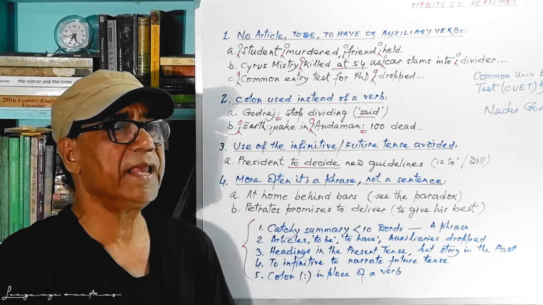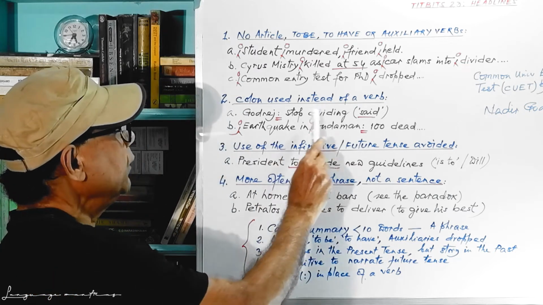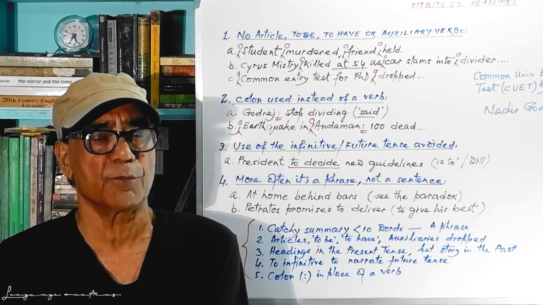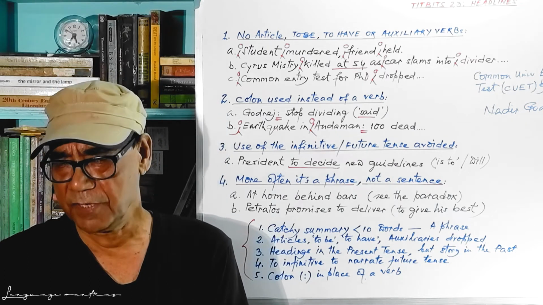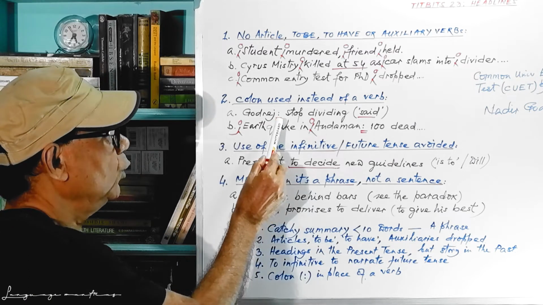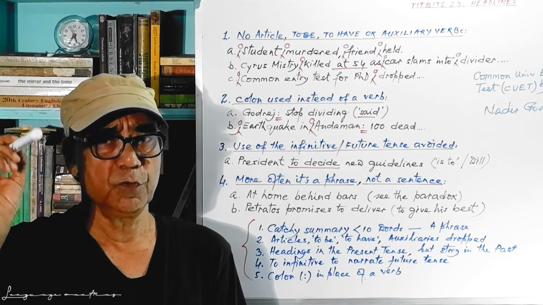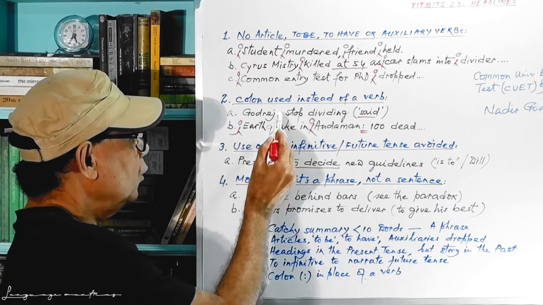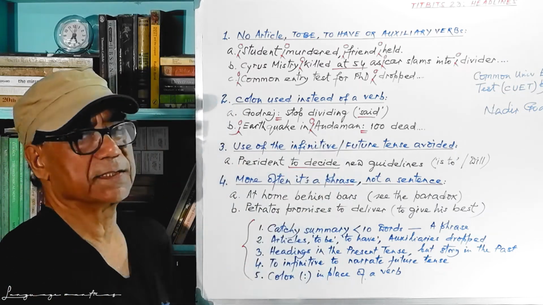We come to the next point. Colon used instead of a verb. Sometimes the verb itself is dropped, and in place of a verb, a colon is used. For example, Godrej colon. Colon means two full stops vertically placed. So, Godrej colon, stop dividing.